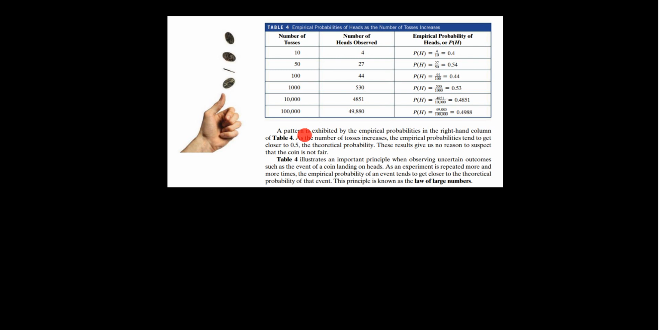A pattern exhibited by the empirical probabilities in the right-hand column of Table 4: as the number of tosses increases, the empirical probability tends to get closer to 0.5, which is the theoretical probability. These results give us no reason to suspect that the coin is not fair. Table 4 illustrates an important principle when observing uncertain outcomes, such as a coin landing on heads. As an experiment is repeated more and more times, the empirical probability of an event tends to get closer to the theoretical probability of that event. This principle is known as the law of large numbers.